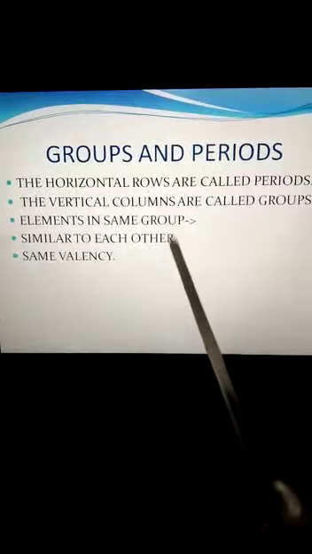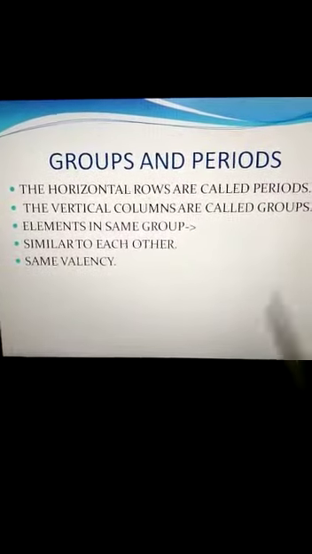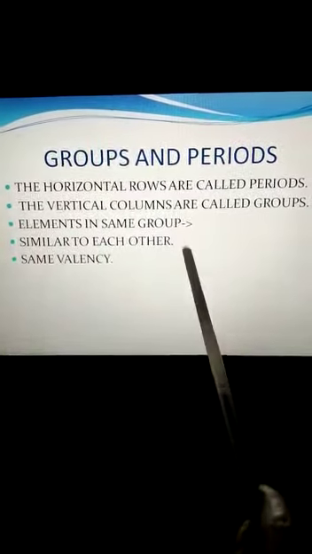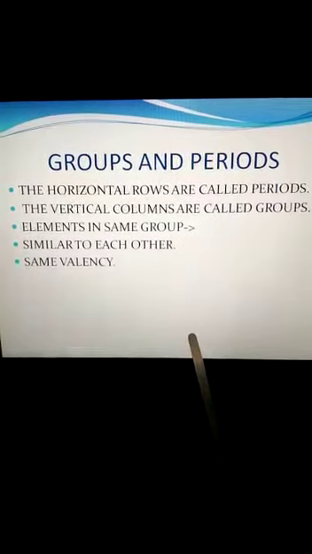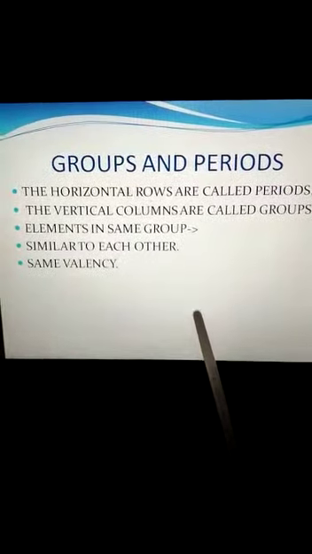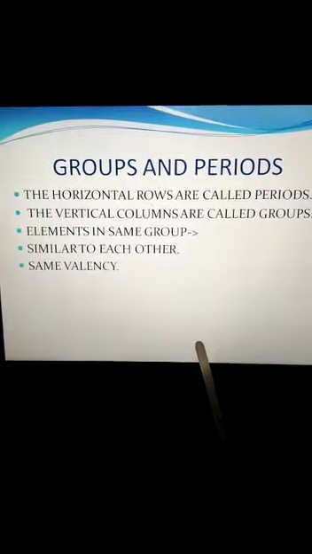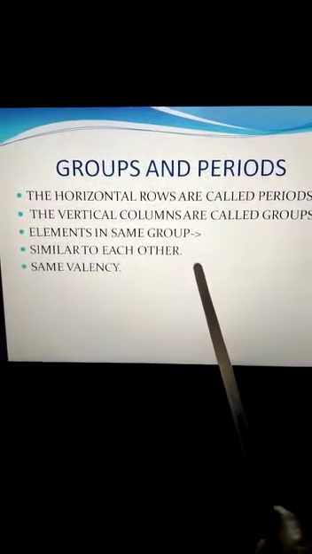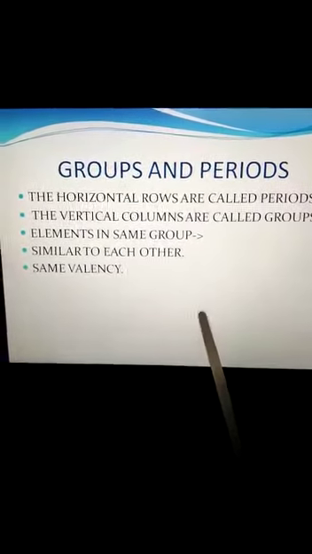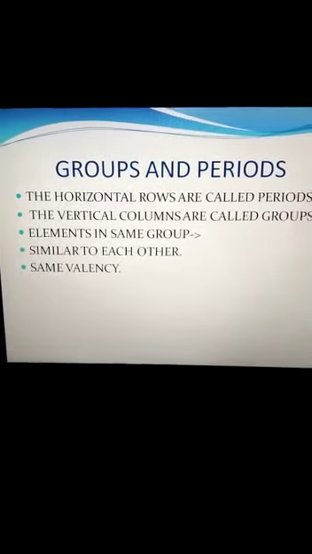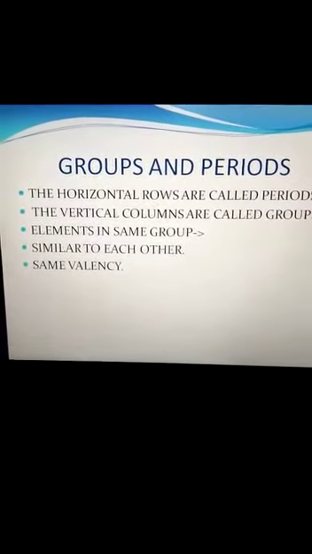The vertical columns are the groups. So vertically in group 1, whichever elements are there, they possess almost similar properties and have the same valency, meaning the number of electrons in their outermost shell will be the same.